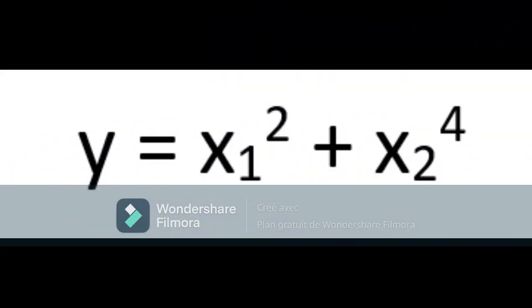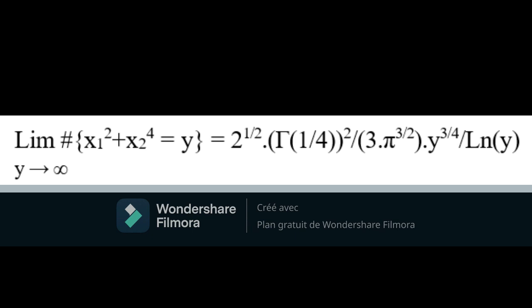A Diophantine equation is a polynomial equation with one or more unknowns and integer coefficients. Let us take an example. John Friedlander and Henryk Iwaniec showed in 1997 the infinity of primes, y, being written as x1 squared plus x2 to the power of 4, where x1 and x2 are integers. An asymptotic formula was then also provided.